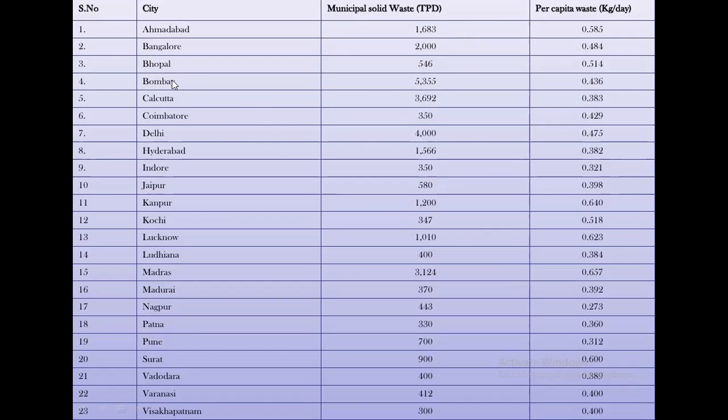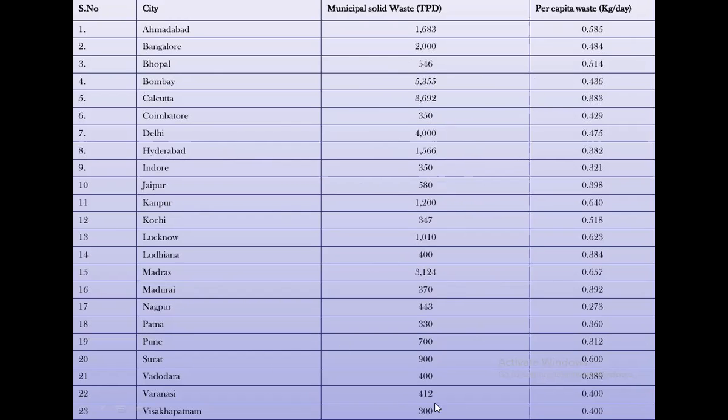In that, which is the highest? Mumbai, Bombay, 5355. This amount is higher. Then Delhi is 4000. Then Kanpur 1200. Then Hyderabad 1566. Madras 3124. Which is the highest? Bombay, 5355. And for this, the per capita waste is 0.436.